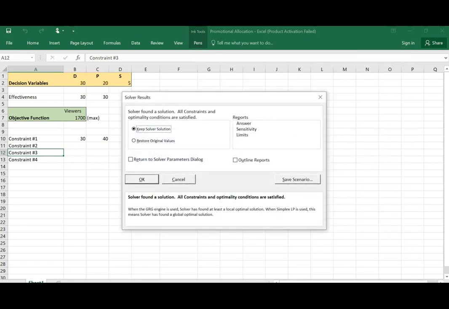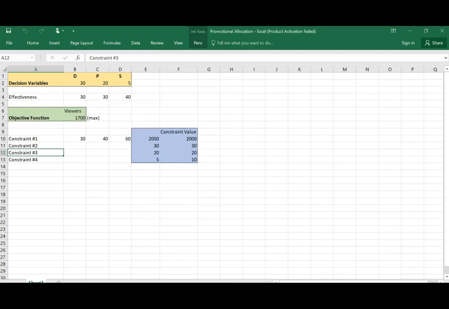And what happened, right? You can go ahead and, if you want, look at these different items, but really, everything that you need to know has now been updated. Notice, what did Excel do? As soon as we clicked solve, Excel changed these 3 values to their optimal values. So I would call those D, P, and S star: 30 units of D, 20 units of P, and 5 units of S. That combination maximizes the number of viewers.